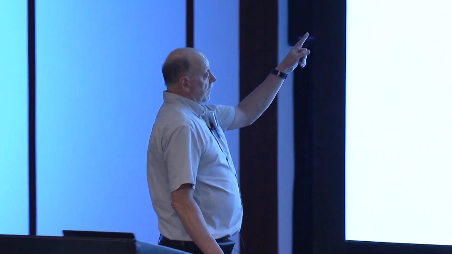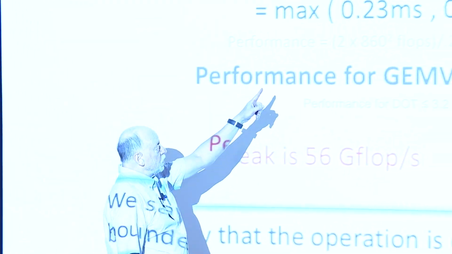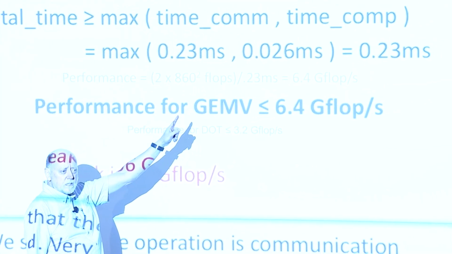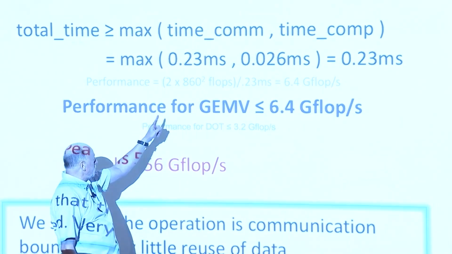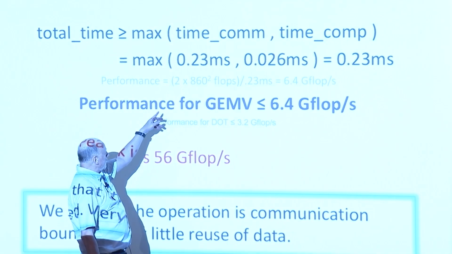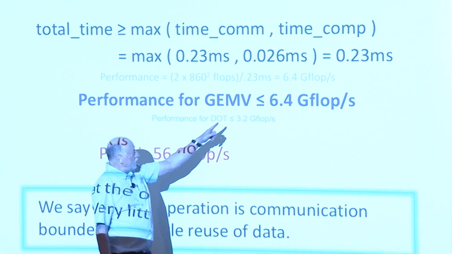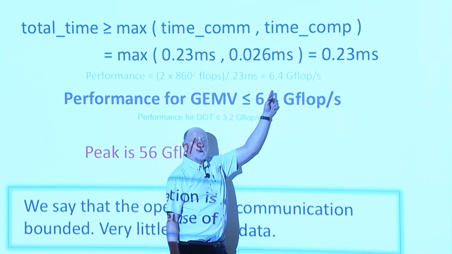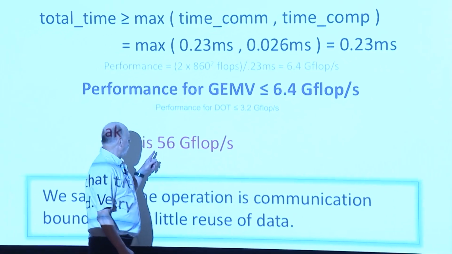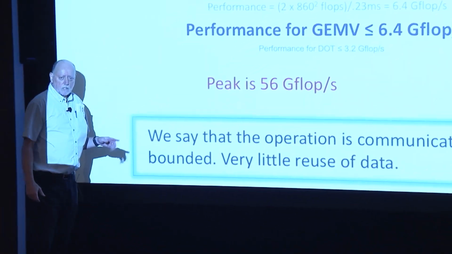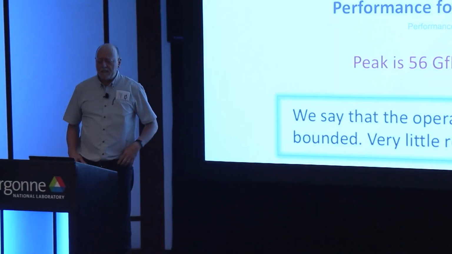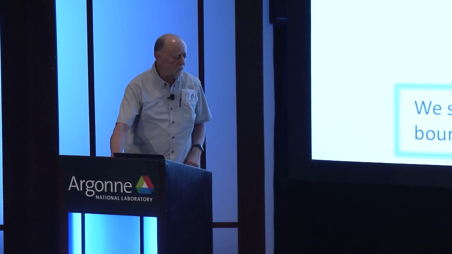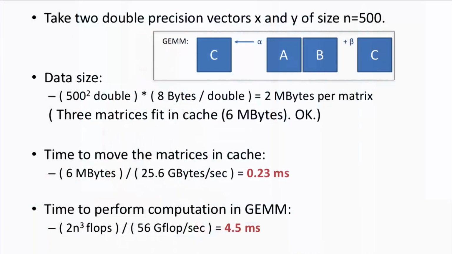So again, let's take a look at the total time. It's dominated by the move time. The flops are immaterial. It doesn't matter what the cost of the flops is, it's much less. And we end up with 6.4 gigaflops as the theoretical peak. 6.4 over 56. A little bit better, but still we're wasting a tremendous amount of floating point operations. And again, these operations are communication bound. Okay, so what happens if we raise the level again? Matrix multiply.